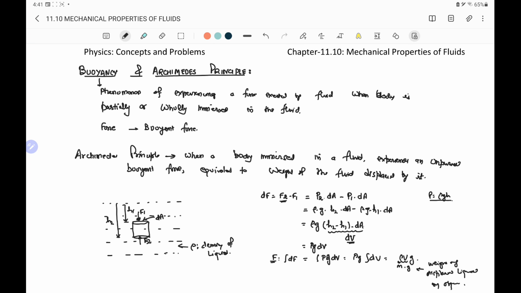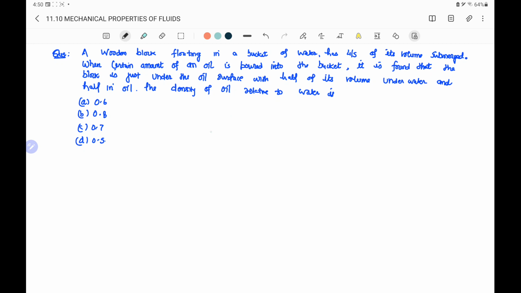Let's take a problem. A wooden block floating in a bucket of water has 4 by 5 of its volume submerged. So as per the question, suppose this is the bucket of water in which the wooden block is floating and its 4 by 5 volume is inside the water. In this case, the weight of the block is balanced by the buoyant force, that is the force due to the weight of the displaced liquid.